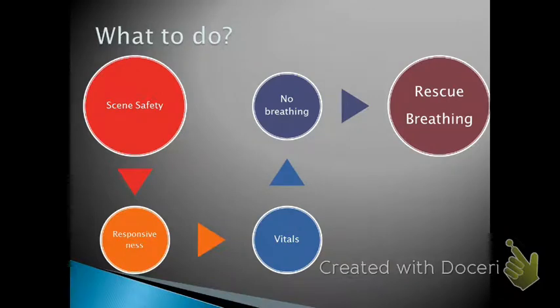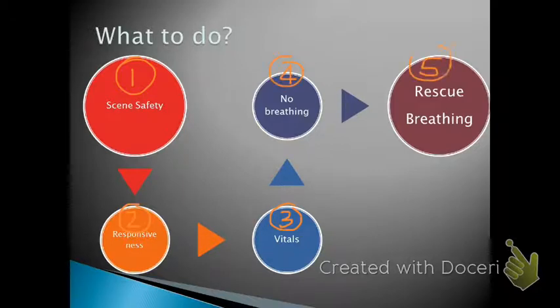So I think we've seen this before. Big deal. Step number 1 is scene safety, right? We want to survey the scene. We want to make sure the scene is safe. We're going to tap the patient. We're going to ask them if they're okay. If we get no response, then the next step would be to check the patient's vitals, airway, breathing, circulation. If there is no breathing, then we immediately go into the process of rescue breathing.